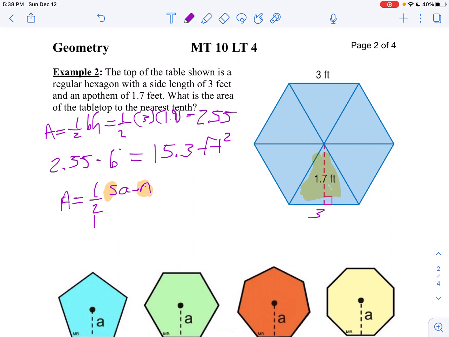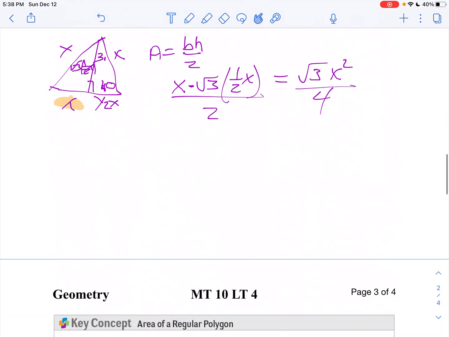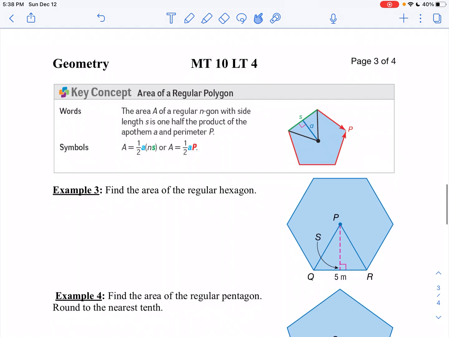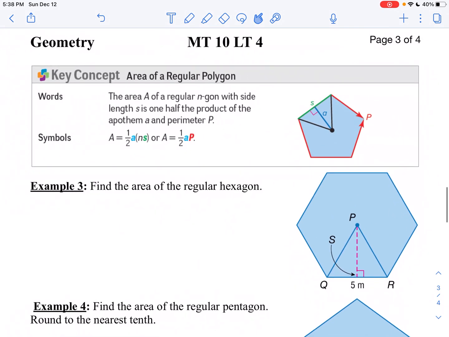So a lot of times we'll write this as 1/2 AP. So 1/2 the apothem times the perimeter. And that's the formula you see in your study guide over on page 3. Now I want to find the area of a regular hexagon in this shape. So what I have to do is go back and find the apothem, and find the perimeter.